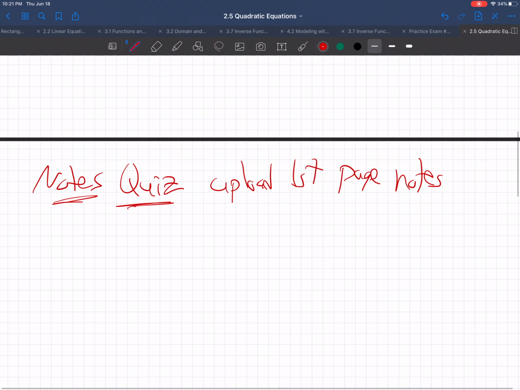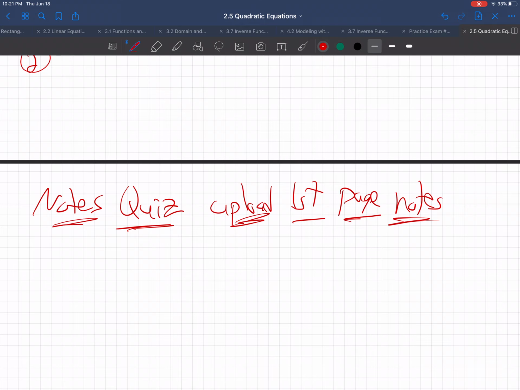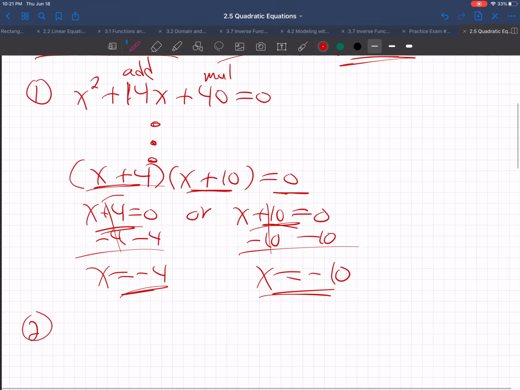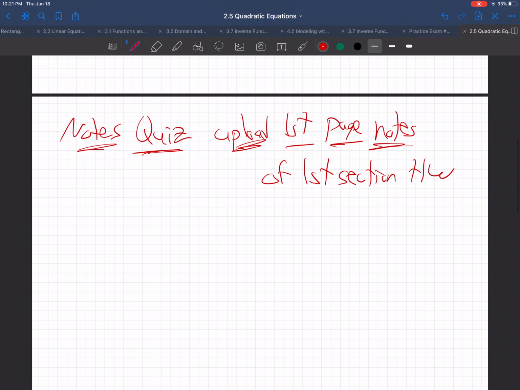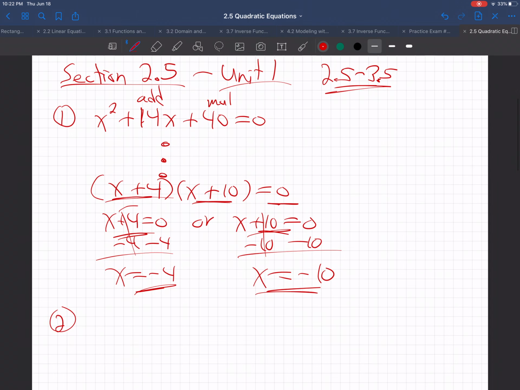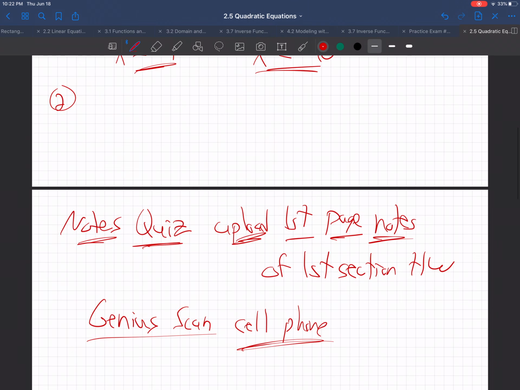And I just want you to upload the first page of the first section of homework. Just take your camera and take a picture of this, or use Genius Scan on your cell phone. I don't know if you know that program. Honestly, I've never used it, but I've had a lot of people tell me it's super good. That will take a scan of this, and then just upload it on the notes quiz, and I'll give you 2 points for doing that.